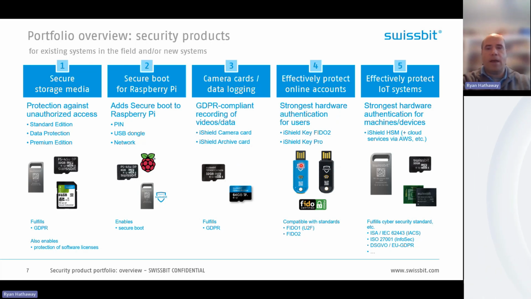Next solution, this is not a memory solution whatsoever. This is our first solely security product, and that is our authentication keys for FIDO and for other solutions. It's our FIDO 2 key, which is the blue, and our Key Pro. We'll go into those in a lot more detail. But these are for password protection, identity, and access management. And lastly, we'll talk a little bit at the end about our IoT solutions, things like an HSM, a hardware security module. That can come in a USB form factor, eMMC, microSD, SD card, a lot of different form factors to provide security solutions for IoT devices.